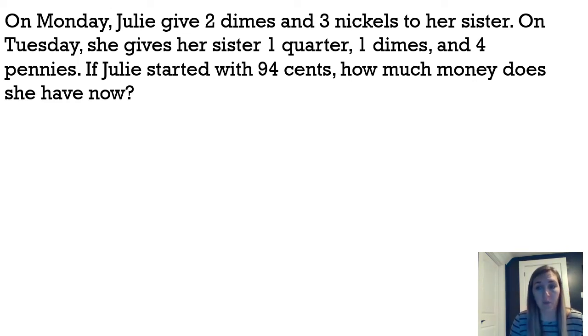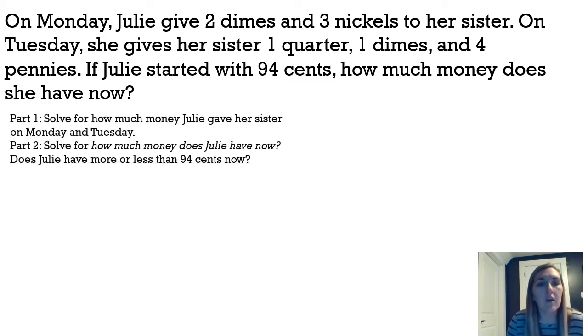This is a 2-part problem, so this is a little trickier, scholars. Let's break it down first. Looking at the first part, I need to look at the amount of money for how much money Julie gave her sister on Monday and Tuesday. How much money or what coins did she give her sister on Monday? 2 dimes and 3 nickels.